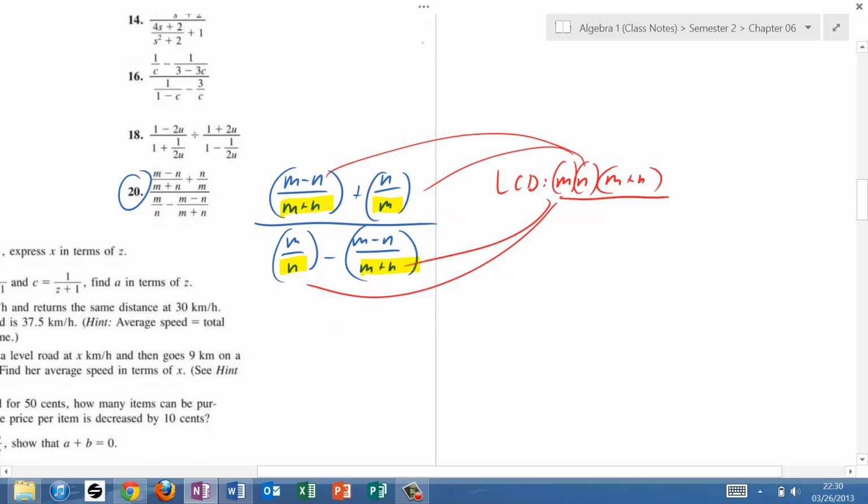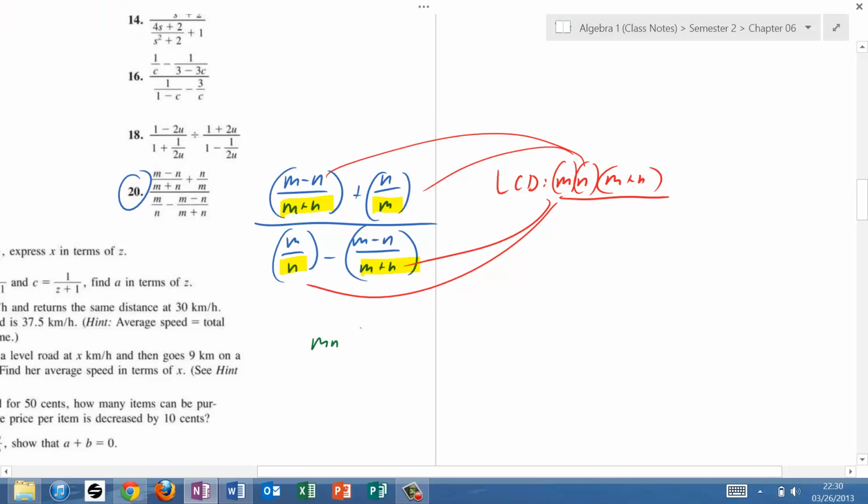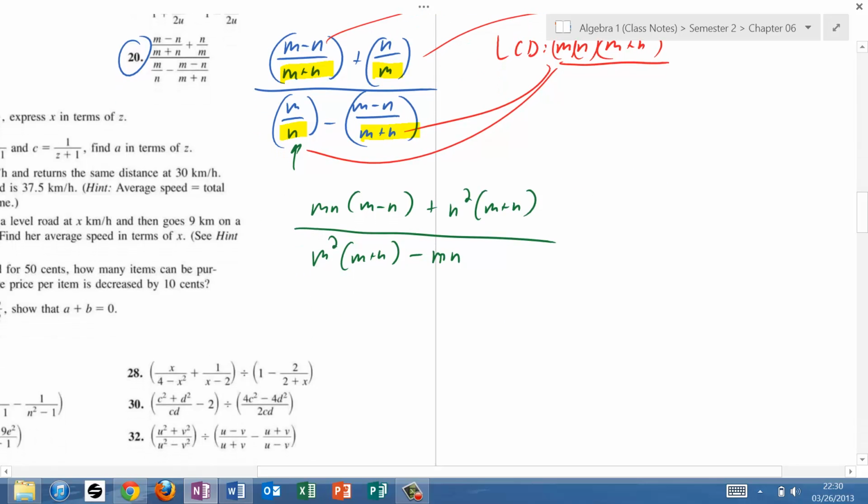If I multiply by the first one, the m plus n cancels, and I get mn times m minus n. Then I have plus. Then the m's cancel, and I get n squared times m plus n over. Now let's look at this one here. The n's cancel, and I get m squared times m plus n. And then minus, and the m plus n's cancel, and I get mn. So now we have a lot of distributing to do.